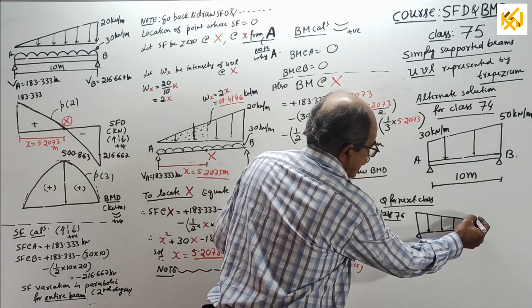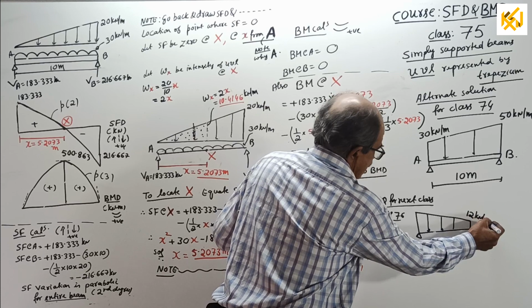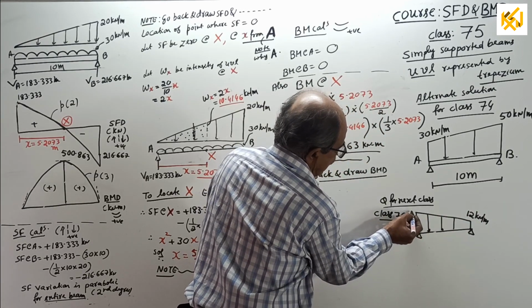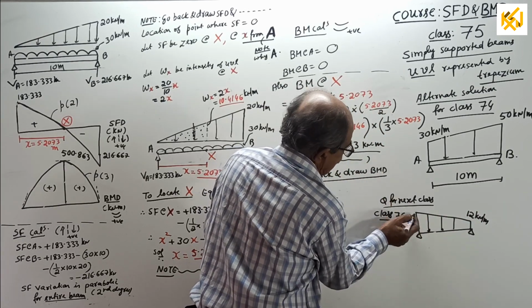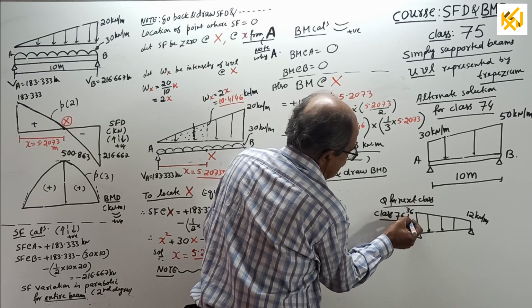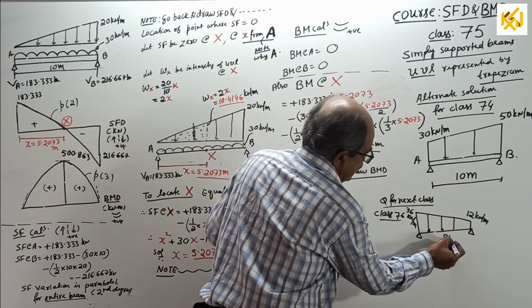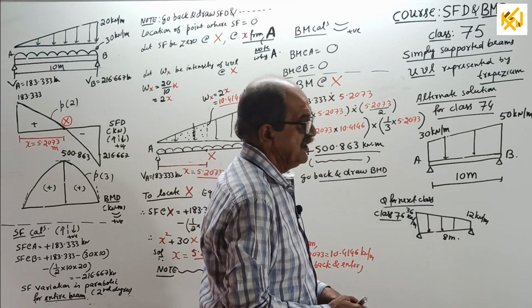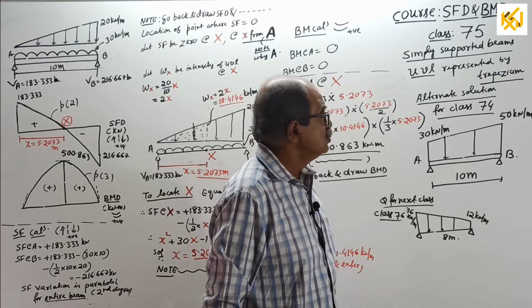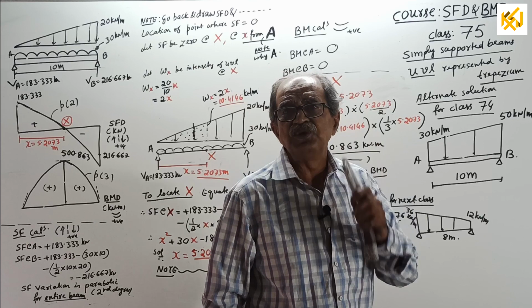some UDL, here say 12 kN per meter, here little more, 30 already is there, 36 kN per meter, 36 kN per meter, span is 8 meter. Okay, this is the question for next class. So, those who are serious, before I upload the class, you solve by both approaches and get the answer.